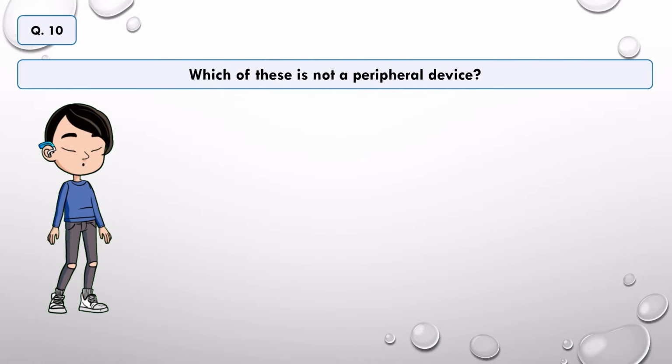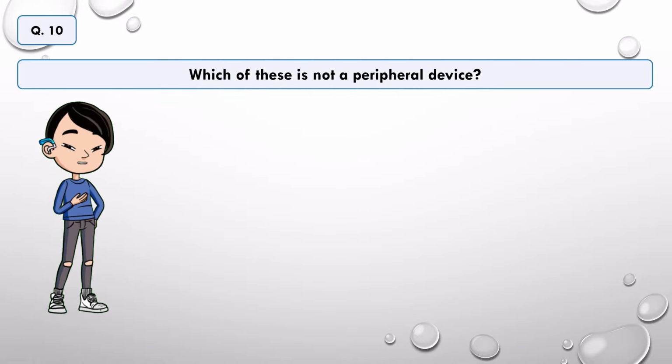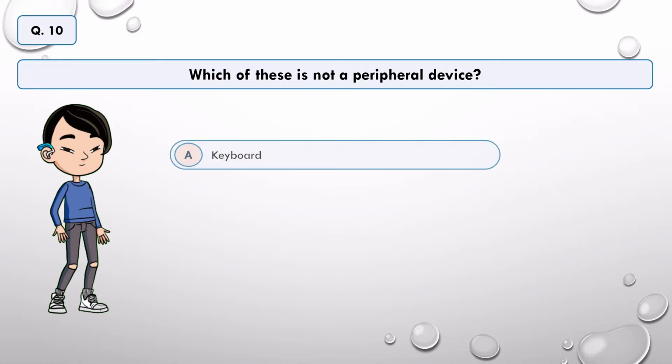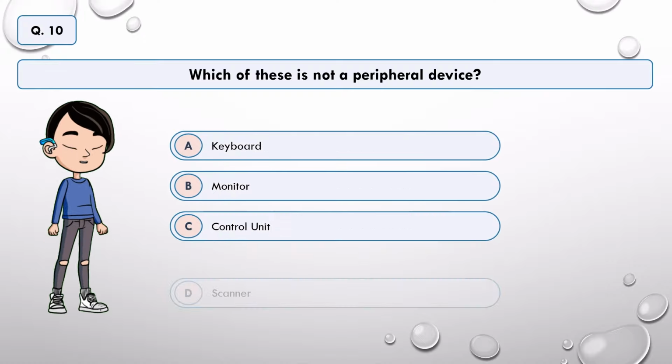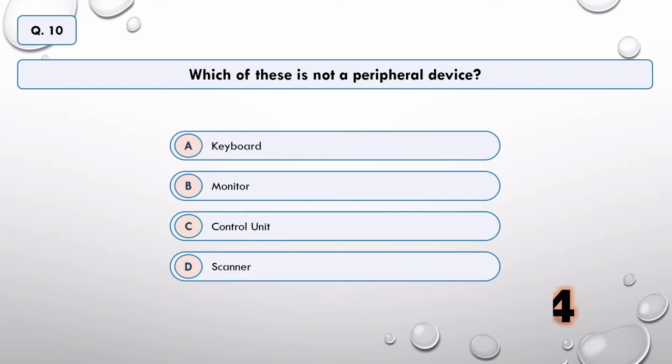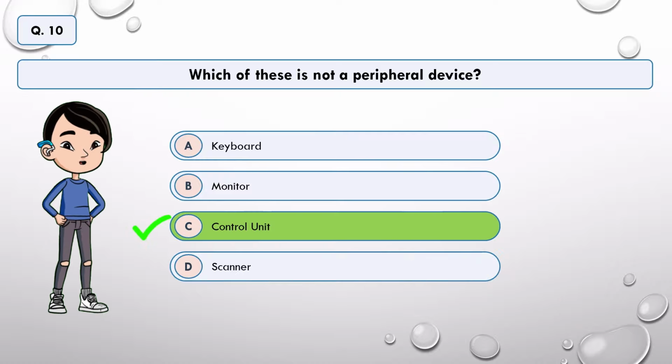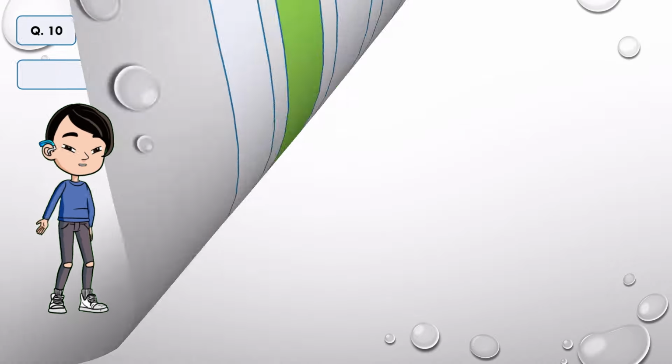Question 10. Which of these is not a peripheral device? Options are A. Keyboard, B. Monitor, C. Control unit, D. Scanner. Answer is control unit.